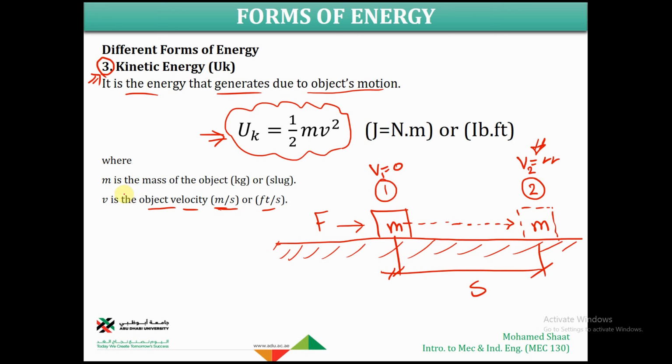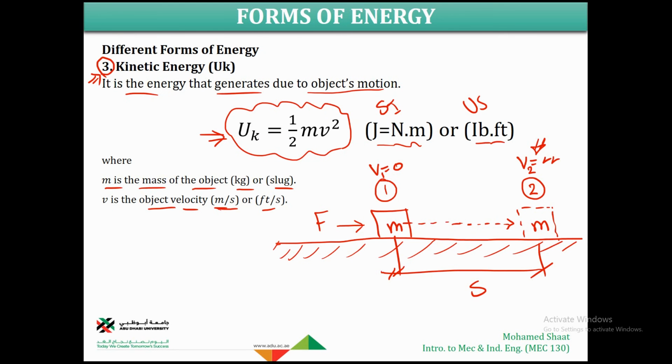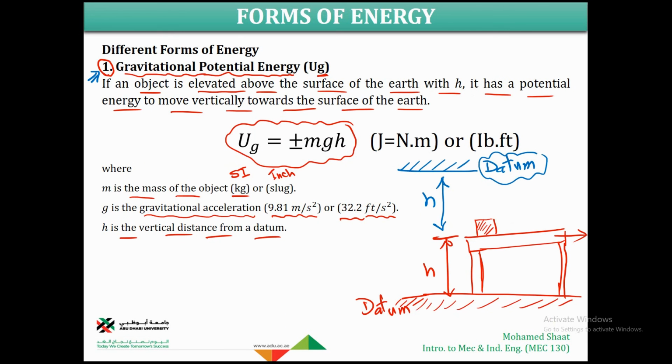So this M stands for the mass of the object, which should be measured in kilogram or slug, depending on the unit system. So if you did the multiplication, you're going to end up in terms of joules, in case that we are working with the SI unit system, or the US unit system, you're going to have pound-foot as the unit for the kinetic energy. Make sense?